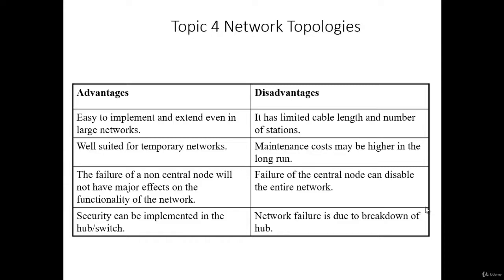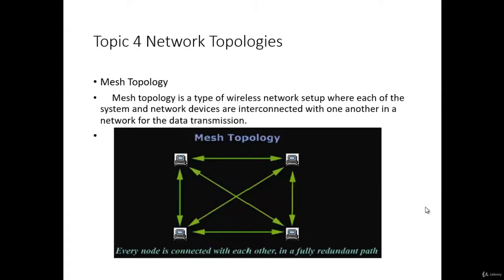Disadvantages: it has limited cable length and number of stations. Maintenance costs may be higher in the long run. Failure of the central node can disable the entire network. Network failure is due to breakdown of the hub or switch.